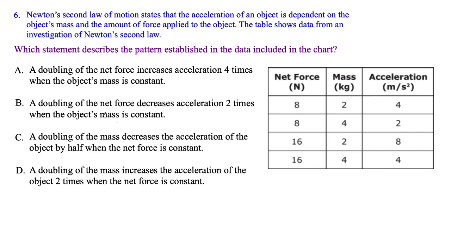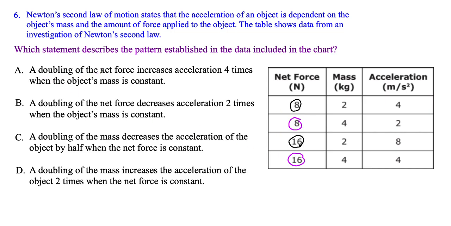I am going to use the process of elimination here. Let's start with A. It says a doubling of the net force. So the net force is doubled. Well, let's look at that. Here's the net force. It's doubled here and here, or it's doubled here and here. So you have a choice here to use either rows 1 and 3 or rows 2 and 4.